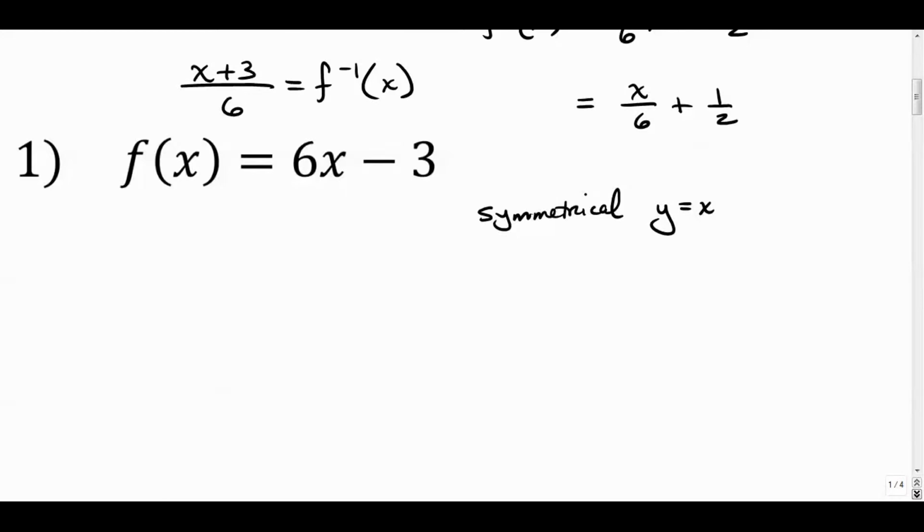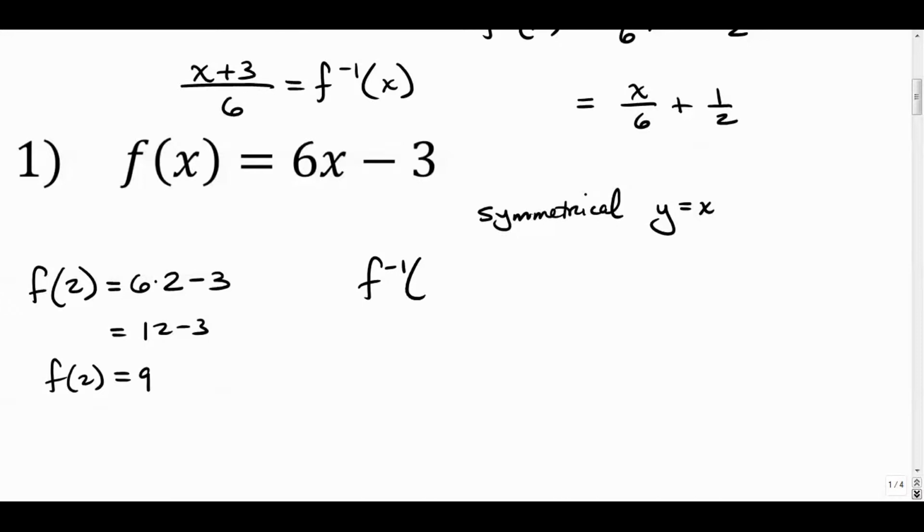So there are two ways. I'll show you both, actually. Let's do this one. So if we take something like f of 2, 6 times 2 minus 3, so that's 12 minus 3, so that's 9. f of 2 is 9. And in the previous video, What's an Inverse, you saw that this must mean that f inverse of 9 better be 2. Well, let's check.